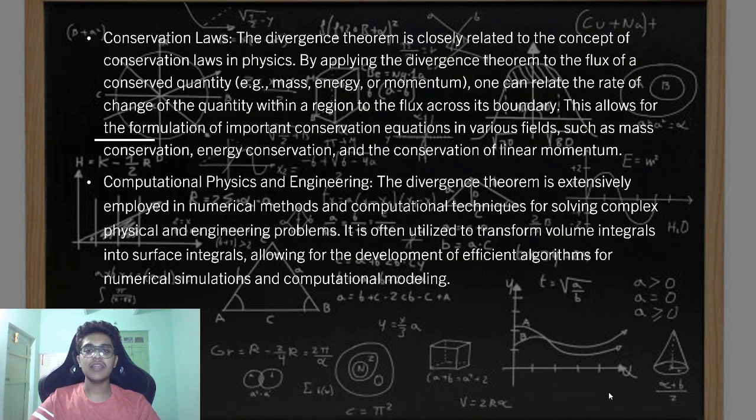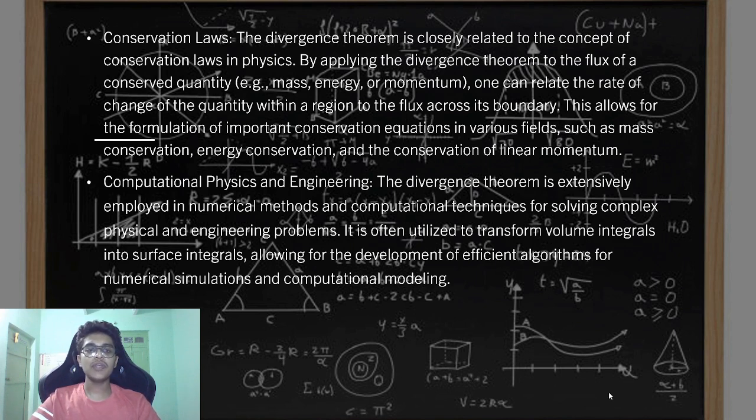Moving on to the next slide, we have conservation laws. The divergence theorem is closely related to the concept of conservation laws in physics. By applying the divergence theorem to the flux of a conserved quantity, for example mass, energy, or momentum, one can relate the rate of change of the quantity within a region to the flux across its boundary. This allows for the formulation of important conservation equations in various fields such as mass conservation, energy conservation, and the conservation of linear momentum.